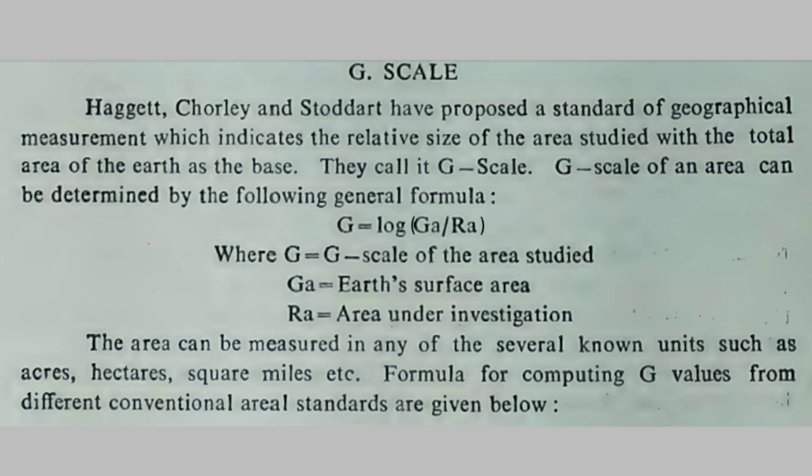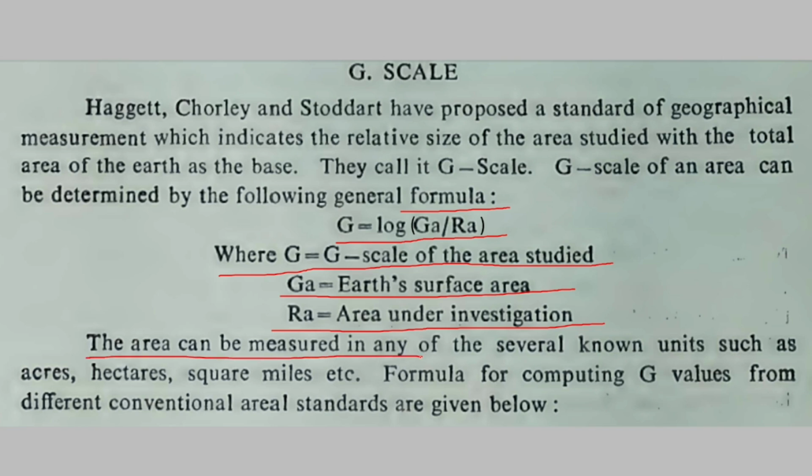G-scale of an area can be determined by the following general formula. G-scale is equal to log GA divided by RA, where G is equal to G-scale of the area studied. GA is equal to Earth's surface area or planet's surface area. RA is equal to area under investigation or the area being studied. GA and RA must be measured in the same unit.